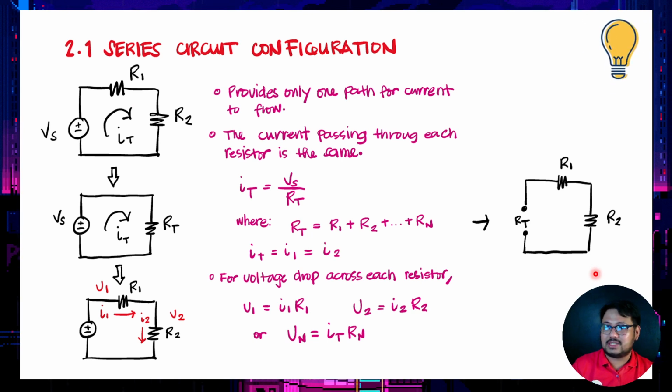Since the current is just the same, the voltage drop will be different because they have different values for resistances. So if R1 and R2 have voltage drops, they will not be equal to each other. It will depend on the value of our resistors R1 and R2, and that is still using Ohm's law, wherein Vn is just equal to IT times Rn. Or if you want, V1 is equal to I1 times R1 and V2 is equal to I2 times R2.